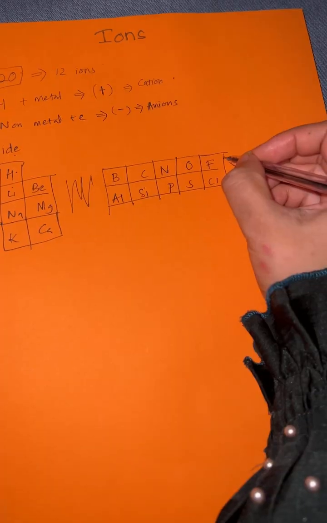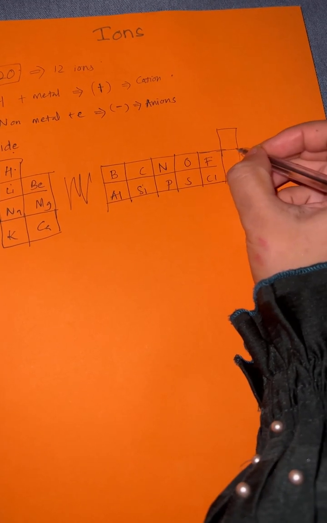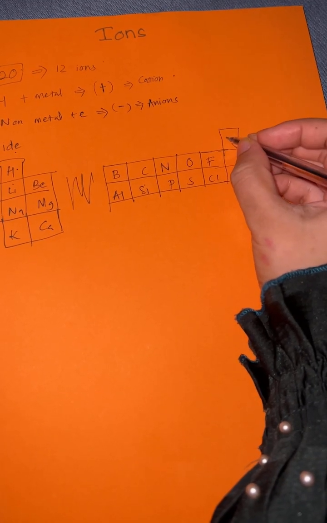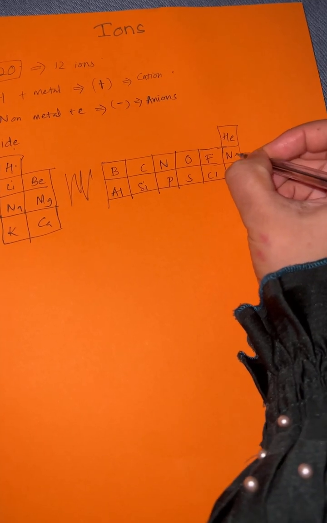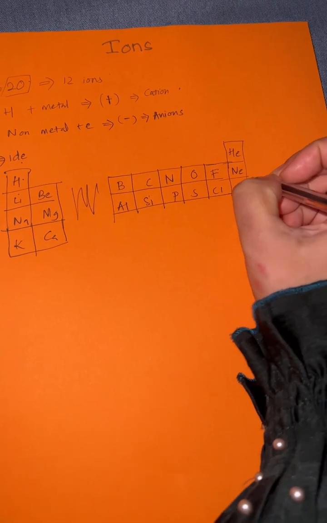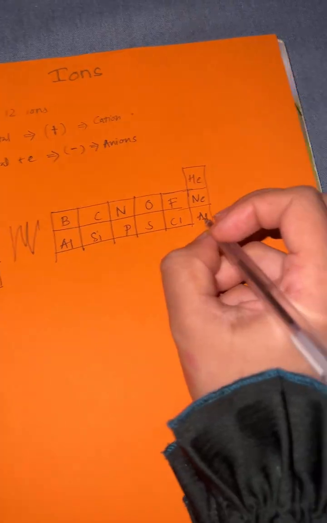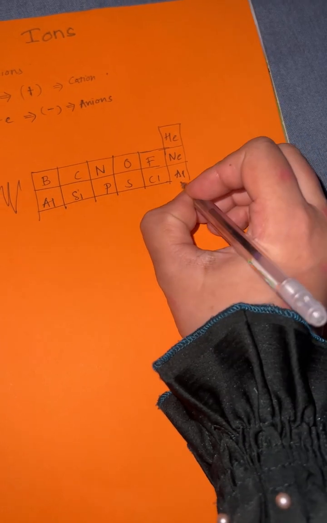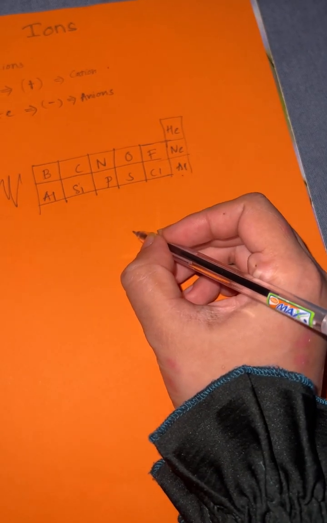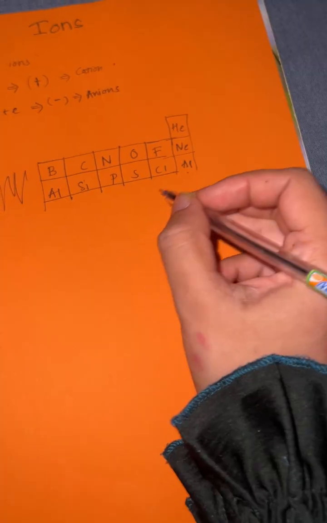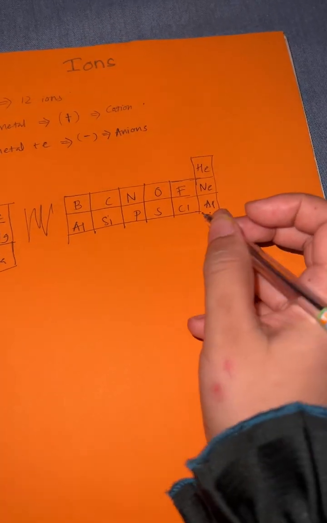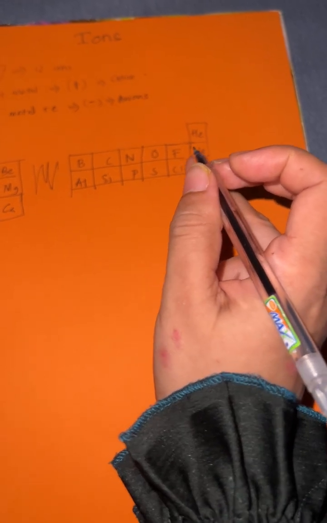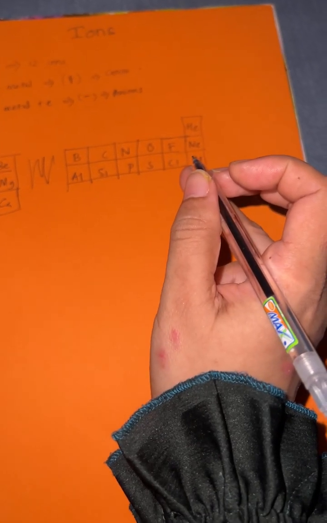We have this column known as group 0: helium, neon and argon. They are very stable. Because of their stability, they do not participate in forming ions, because the outermost shell, the valency shell, is filled with electrons in this group. So we need to consider that also.